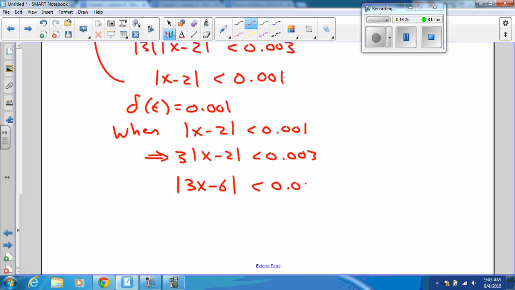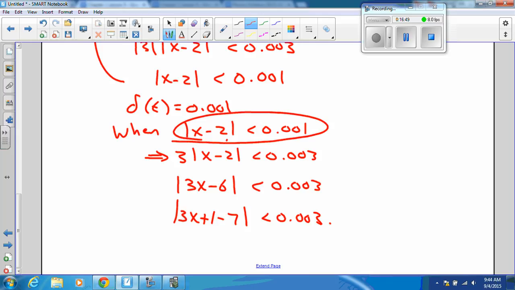Then 3 times x minus 2 is less than 0.003, and that's 3x minus 6, which is 3x plus 1 minus 7, which is exactly what we wanted. We managed to find a delta so that when x's are in the delta neighborhood, that forces the f of x's to be in the epsilon neighborhood. We win this round of the game also.